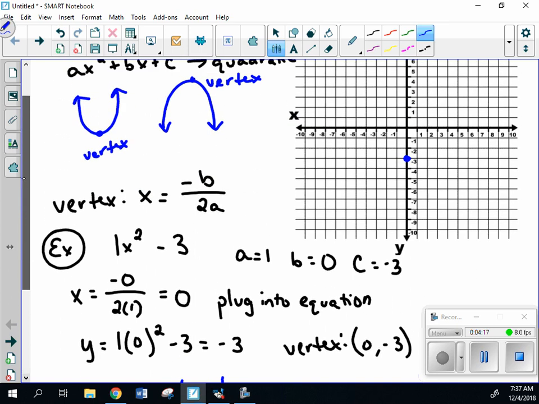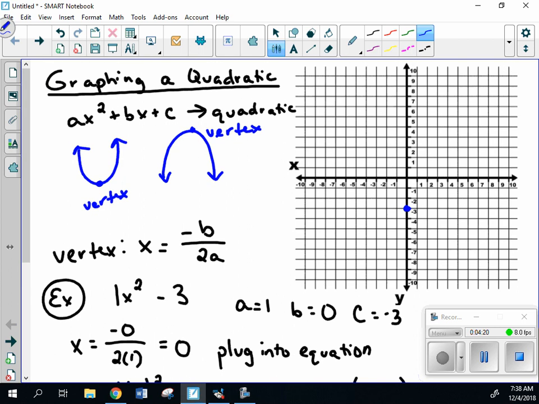So I'm going to plot those points. I have 1, negative 2, and 2, 1. So I know that curve is going that direction. Since it's the vertex, if I go to the left, I'm going to get the same y-coordinates. So if I go negative 1, I know that that's the same y value. And if I go negative 2, it's the same y value from there. So now I've got my curve. And that's my quadratic by graphing using the vertex formula.